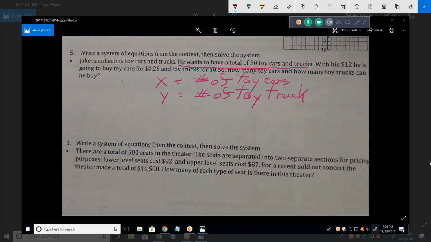Okay, so first equation. If x is the number of toy cars and y is the number of toy trucks, and it says I have 30 total, then give me an equation that says what that sentence says. x plus y equals 30. Now the second sentence.